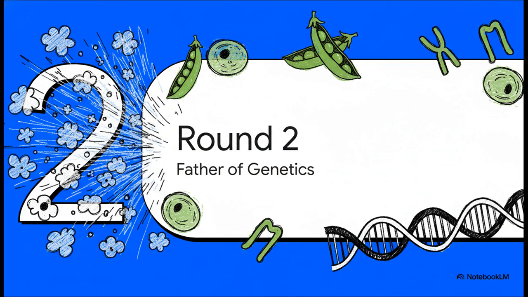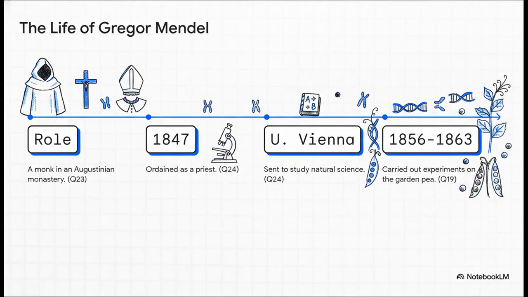All right, round two. Now we're going to talk about a real giant in the world of biology. You might even call him the father of genetics. So check out this quick timeline of Gregory Mendel's life. What's so wild is that he was actually a monk who was sent off to study science. And it was in his monastery between 1856 and 1863 that he did these world-changing experiments on pea plants.